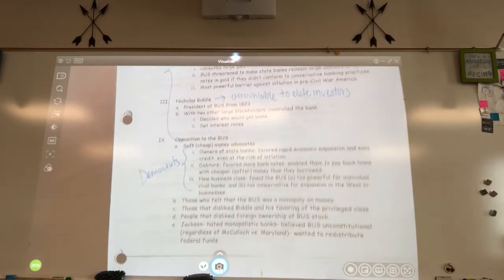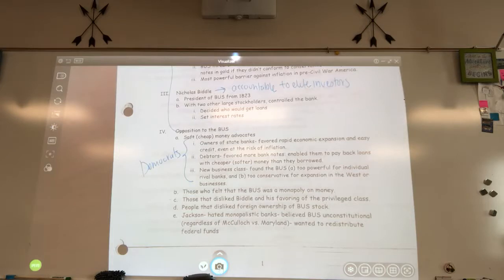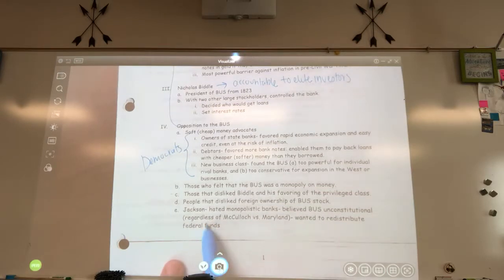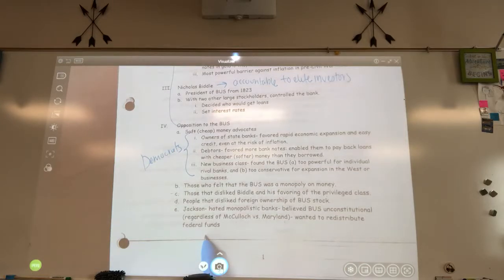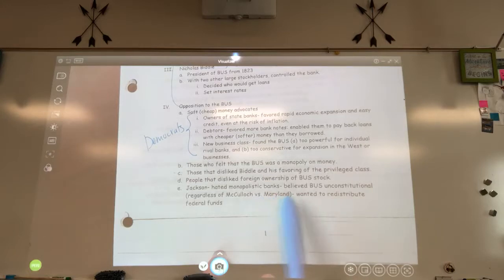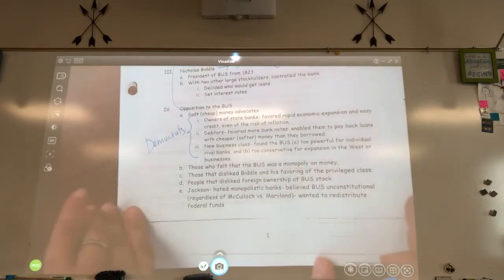Okay, so there's other people who dislike the bank, those that feel that it's a monopoly, such as the common man. We see people dislike Biddle because he's favoring the rich, the privileged class. And people dislike that the BUS had not only federal money in it, but foreign money. Jackson, which y'all did the reading over this weekend, right, disliked the BUS. He felt it was unconstitutional, despite McCulloch versus Maryland. But y'all learned in the reading what happened to him out west. He had lost a lot of money trying to speculate on Western lands, and he nearly went bankrupt, right? So Jackson does not like the BUS. Regardless of what the Constitution says, he wants to redistribute that federal money to smaller banks. So is he going to keep the BUS? No. Let's go to the next slide.